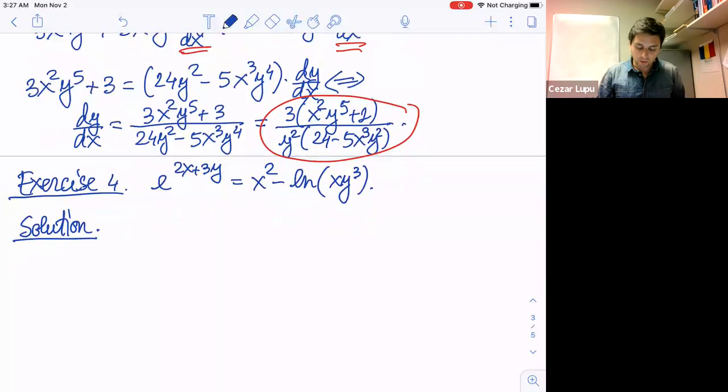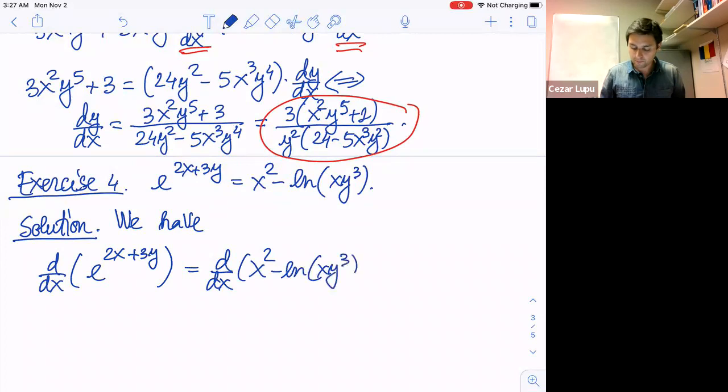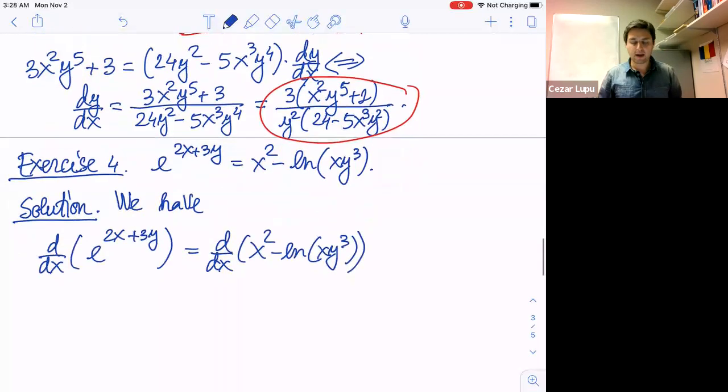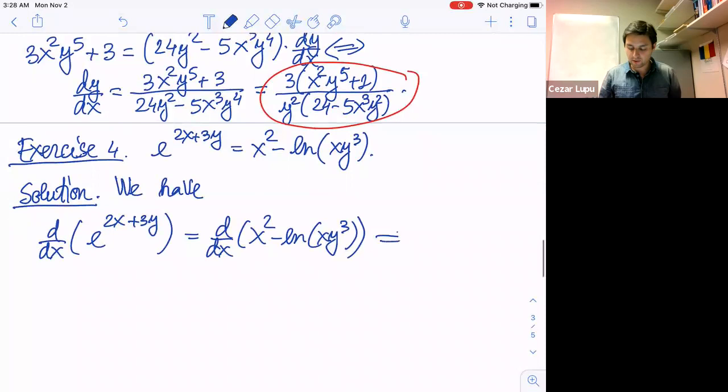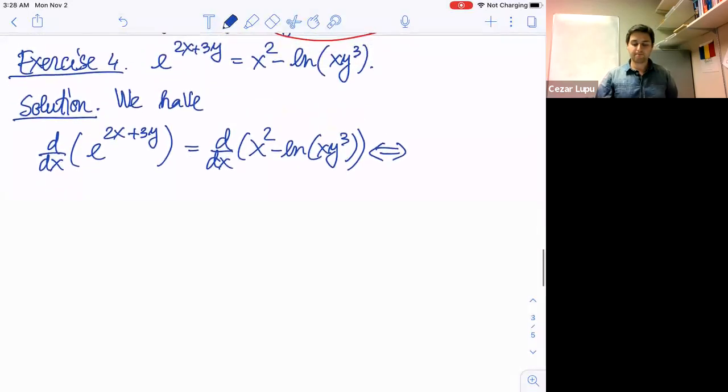And now let's do it. So we have the following. We have d with respect to x of e to the 2x plus 3y equals d with respect to x of x squared minus ln of xy cubed. Of course, you can apply the basic rules of differentiation if you look at this, right?